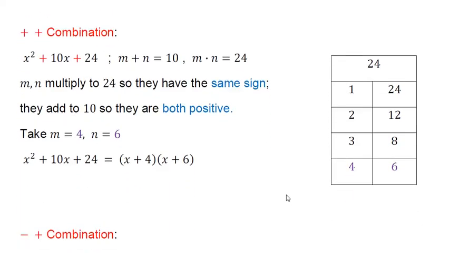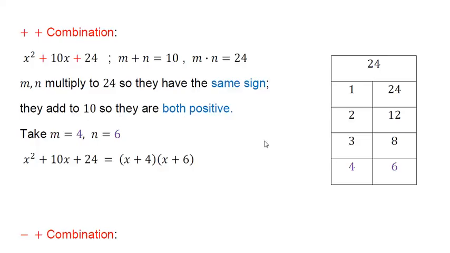First, let's take a look at the plus-plus sign combination. Here we have x squared plus 10x plus 24, where m plus n is equal to 10, the x coefficient, and m times n is equal to 24, the constant coefficient. Since m and n multiply to a positive number, they must have the same sign, either both positive or both negative. Since they add to a positive number, they must therefore both be positive.